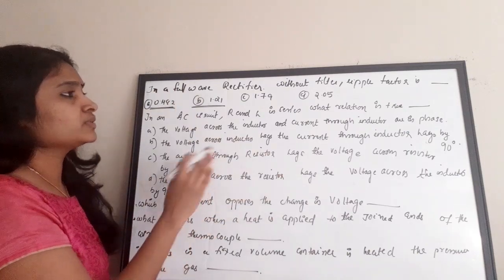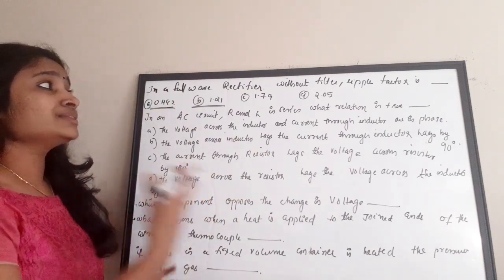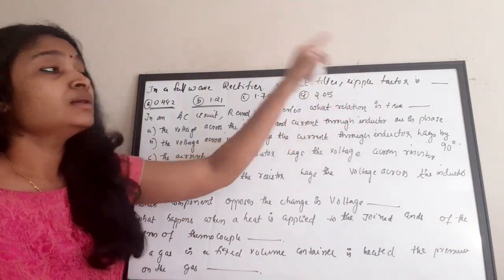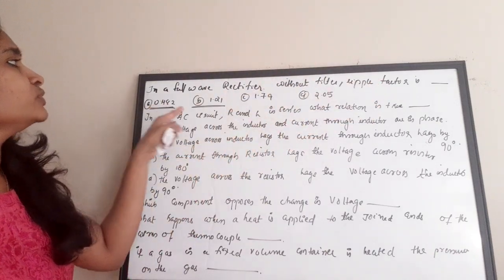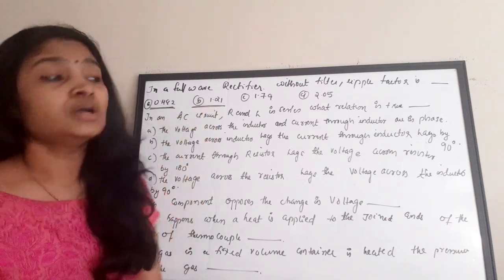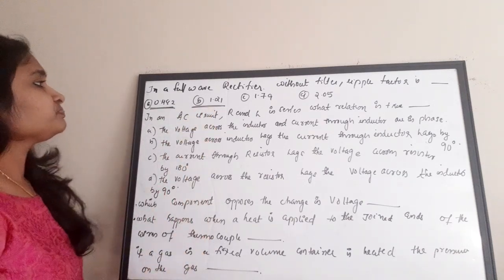This is very important. Okay, you may not know all the theory of rectifiers, but you should at least know the ripple factor, because this is very important. For full wave it is 0.482 and for half wave it is 1.21. Moving on to the next question.